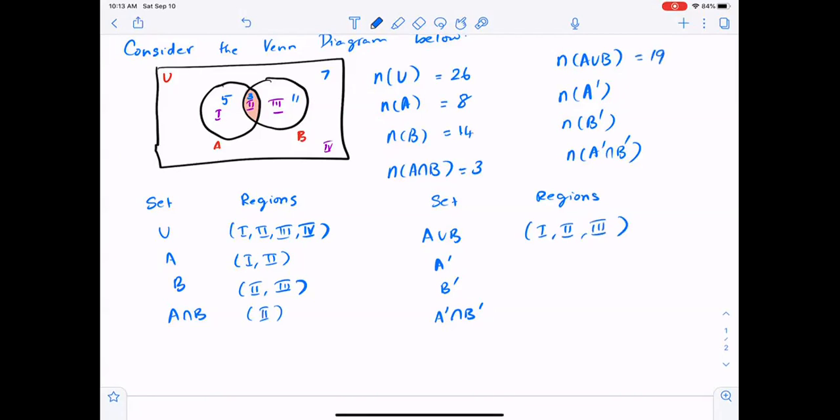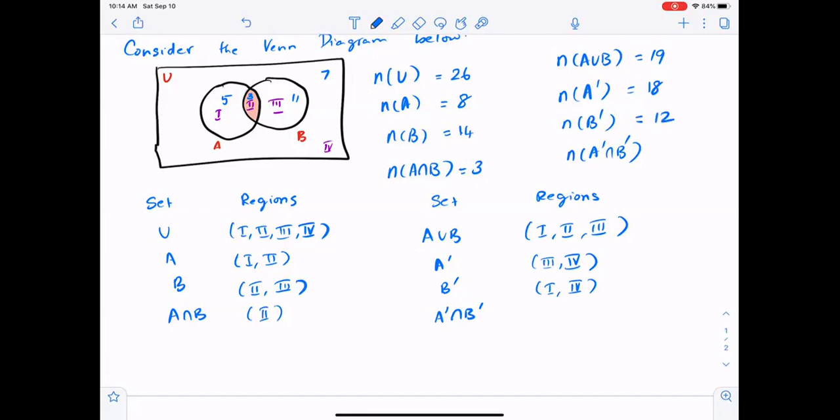A complement would simply contain everything that is not A. So you refer back to U and you will naturally see it is 3 and 4. The elements, if you add them, you get 18. Regions that are not in B would correspond to B complement. So 1 and 4, because the regions for B would be 2 and 3. So 1 and 4, 5 plus 7, we've got 12.